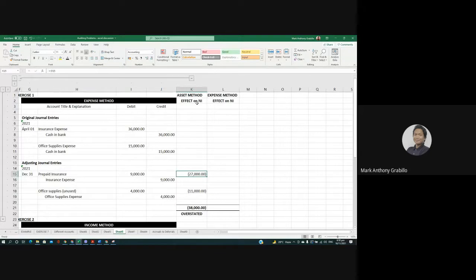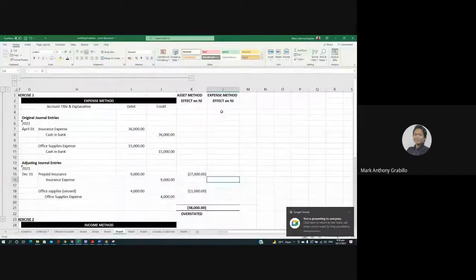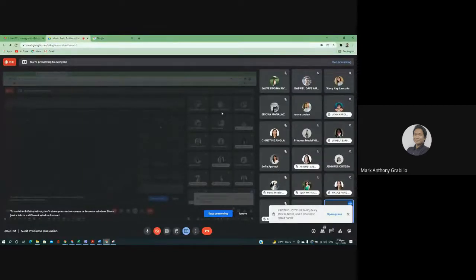So let's try to look naman doon sa expense method. What will be the effect ng prepaid insurance assuming hindi na i-record yung prepaid insurance at the end of the year as adjustment? So what will be the effect? Anyone from the class? Yes, John Harold.